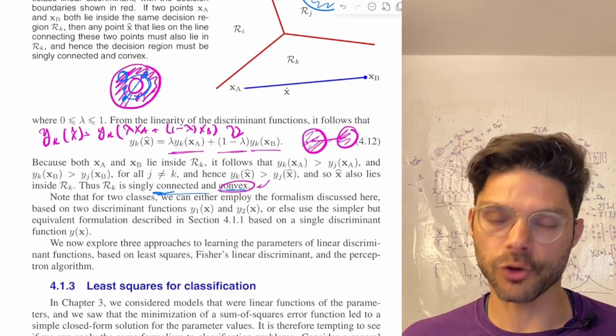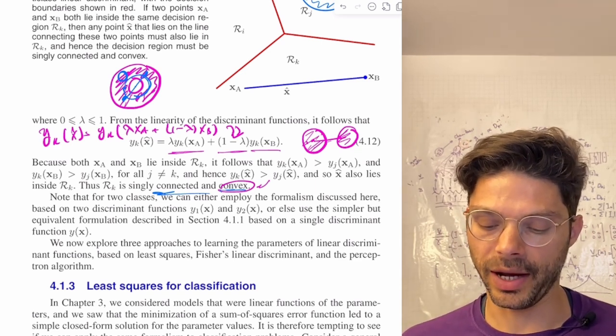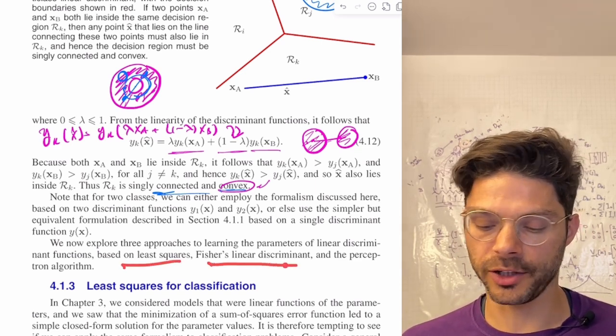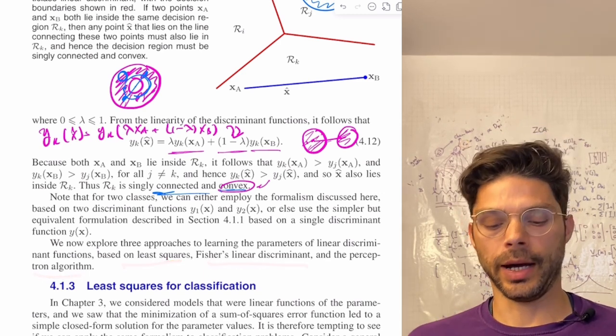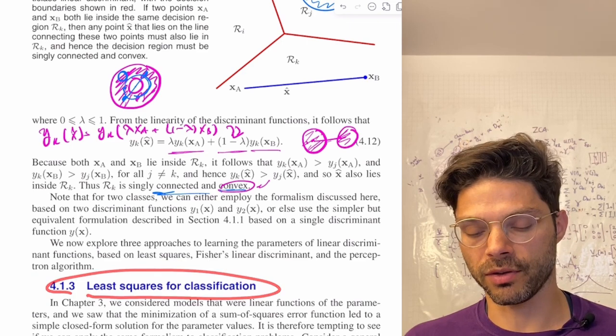All right, so the next few sections of the chapter are going to be talking about how to actually learn the parameters of this function, this W, and the bias. So there's least squares, Fisher's linear discriminant, and the perceptron. And next time we'll kick things off with least squares, the first approach.